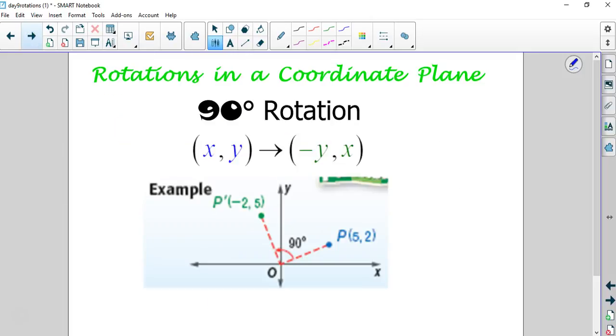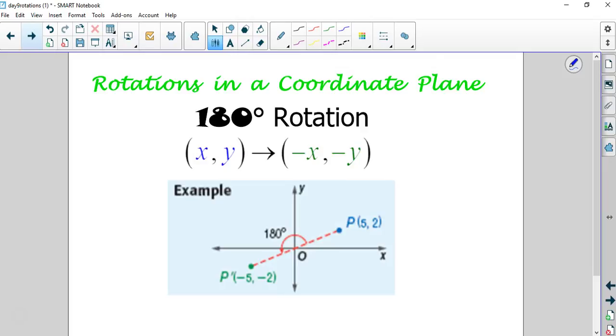So, a 90-degree rotation. Here's the layout of it. First off, the x's and the y's switch places. Then, you take the opposite of y. Okay? So, they switch places, and you do the opposite of y.